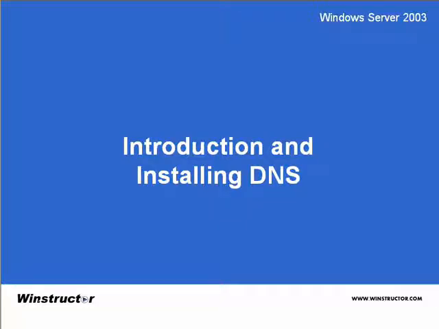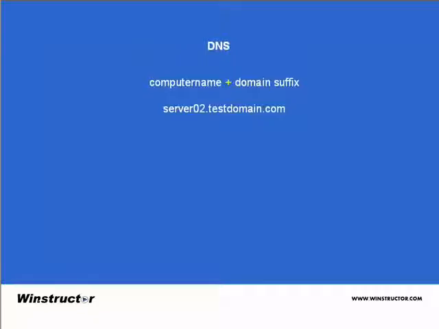So let's start by looking into this thing called DNS. A DNS name really only consists of two parts. The leftmost part is the computer name, and everything else to the right is the domain suffix. So for our server here, server02 is the computer name and testdomain.com is the domain suffix.